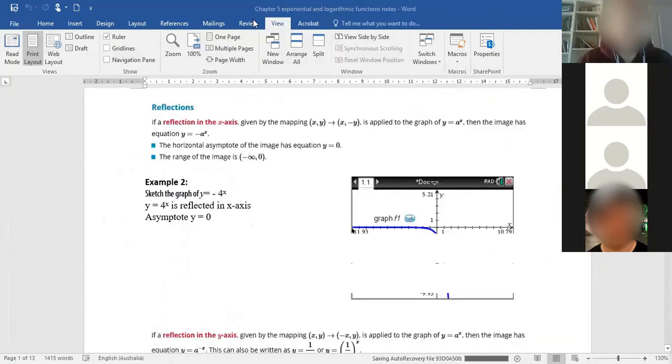Then, of course, we get reflections. We know where we're heading, don't we? So reflections, we're reflecting in the x-axis. When we rearrange this one, finding its image, we're going to get y equals -a to the power of x.